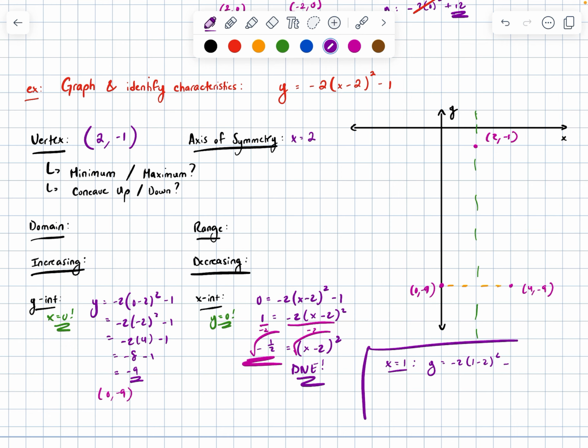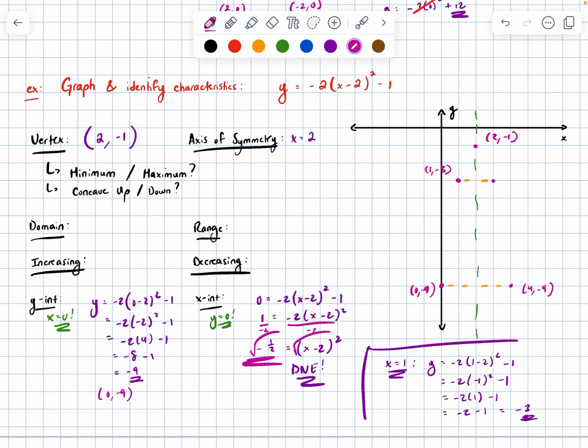Substituting in here, y is going to be equal to negative 2 times 1 minus 2 squared minus 1. So this is negative 2 times negative 1 squared in parentheses minus 1. Negative 2 times negative 1 squared, well, that's negative 2 times 1 minus 1. Negative 2 times 1 is negative 2. Negative 2 minus 1 is negative 3. So if x equals 1 and y equals negative 3, that tells me that the point 1, comma negative 3 is on my graph.